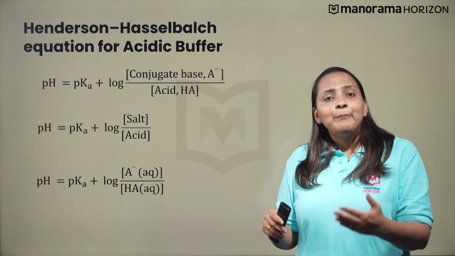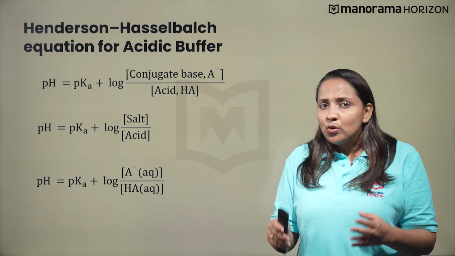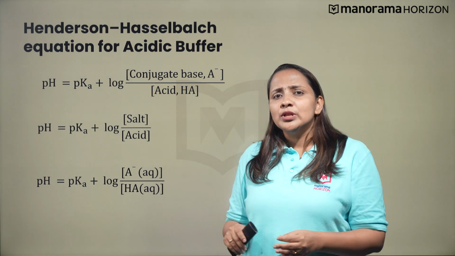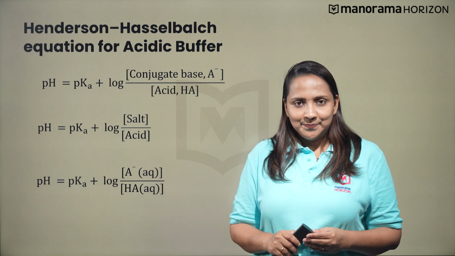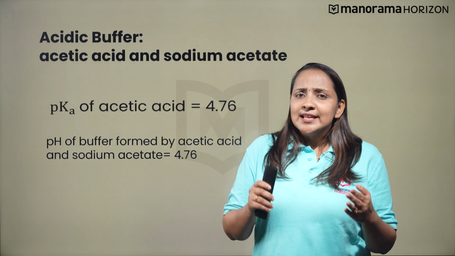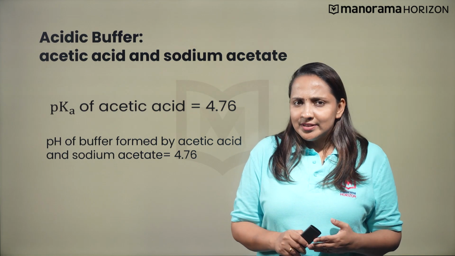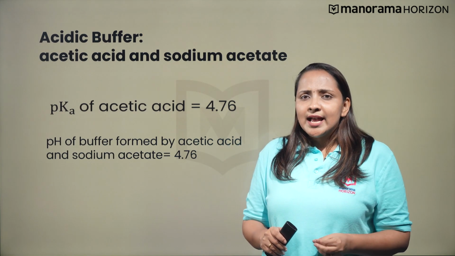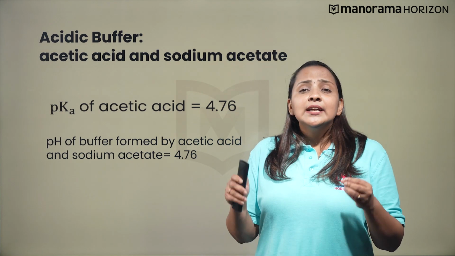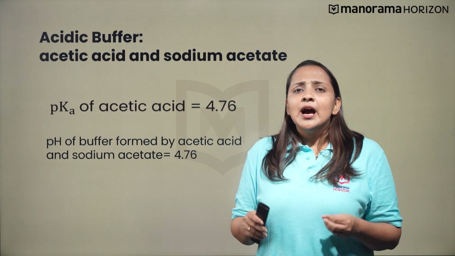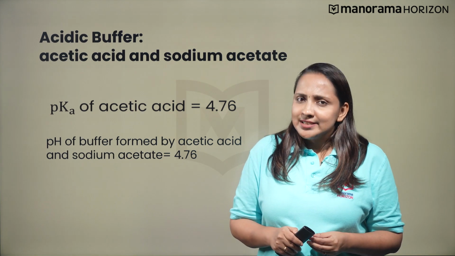Hence, for the preparation of the buffer solution of the required pH, an acid whose pKa is close to the required pH is selected. For example, as the pKa value of acetic acid is 4.76, the pH of the buffer solution formed by acetic acid and sodium acetate taken in equal molar concentration will be around 4.76.